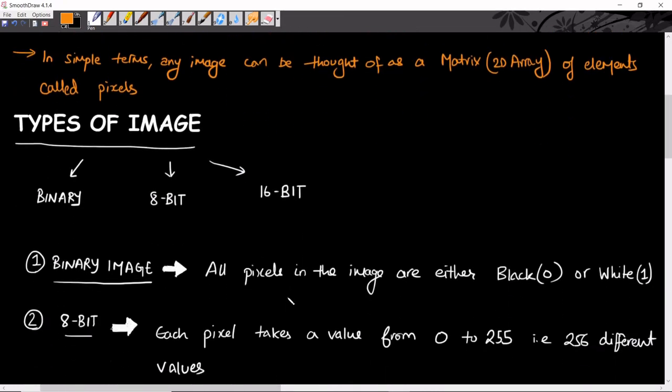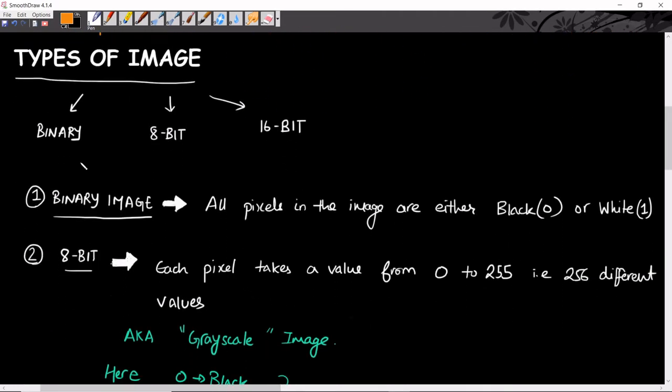Alright, so there are three types of images basically. The first type is known as a binary image, and then you have something known as an 8-bit image and something known as a 16-bit image. So what is a binary image? In binary images, all the pixels of your image are either black or white. There is nothing in between, they are either fully black or fully white, and black is usually denoted by 0 and white is denoted by 1. So there are no in-between colors, only black and only white. Those images where you have this property of pixels are known as binary images.